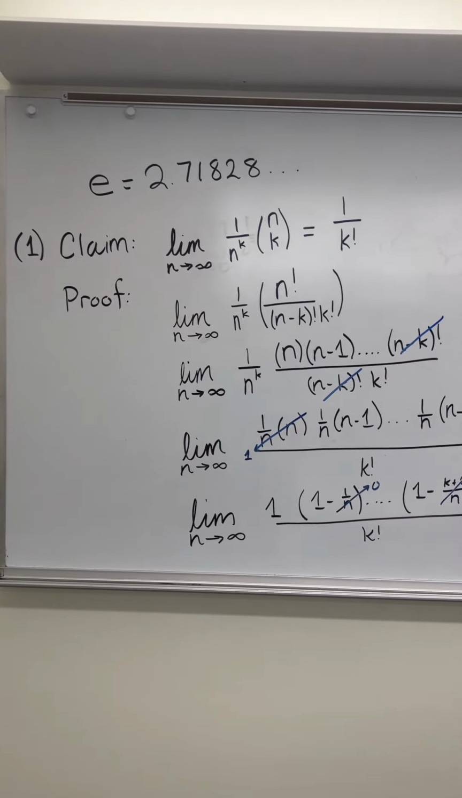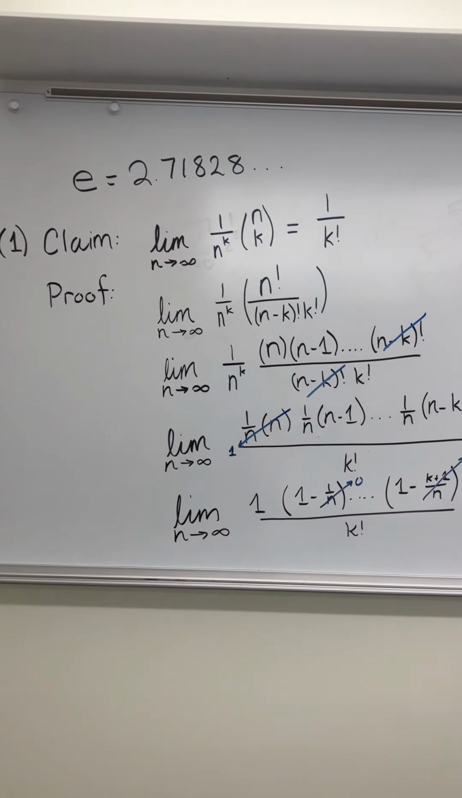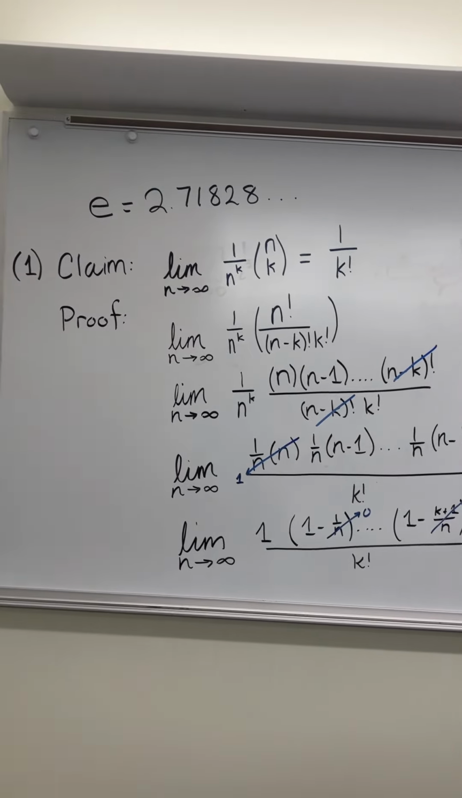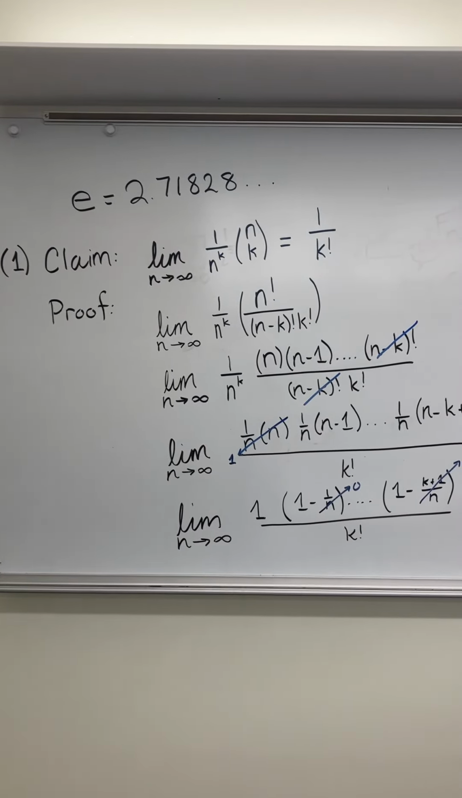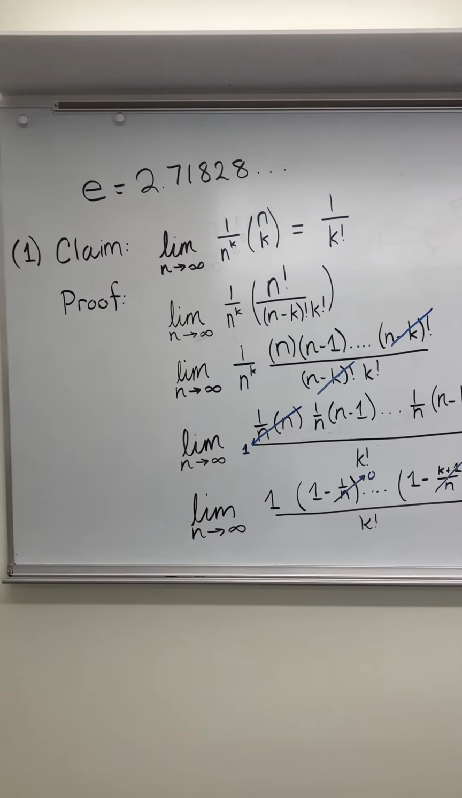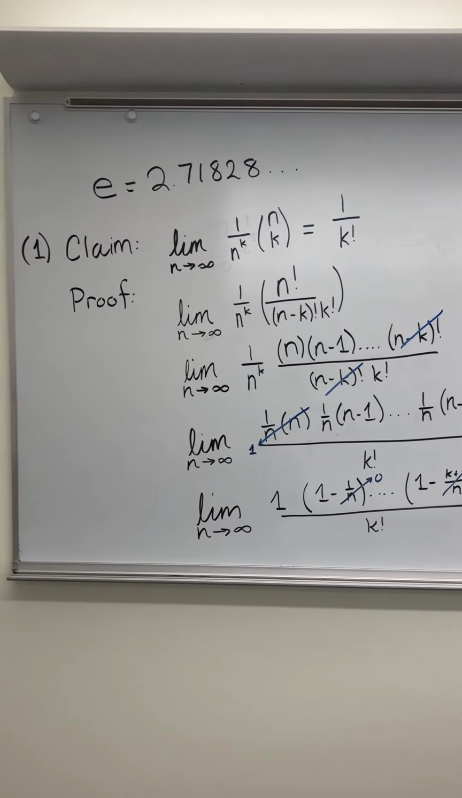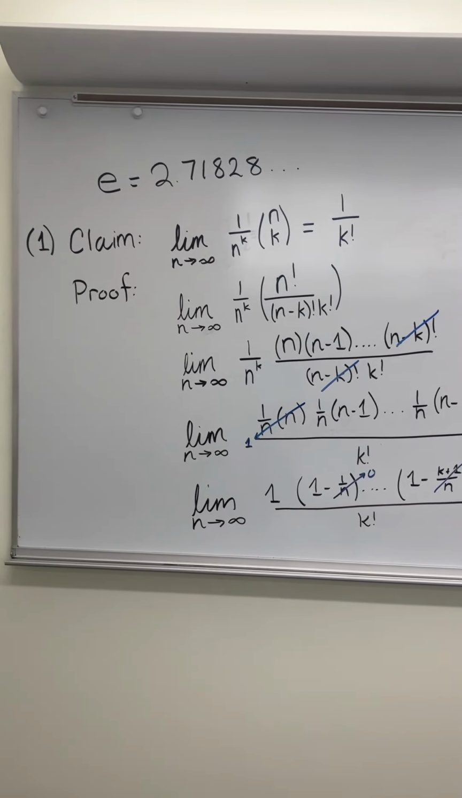First off, we are going to have a claim. This is a little lemma that will become important later. The limit, as n goes to infinity, of 1 over n to the k times n choose k equals 1 over k factorial. The proof of this is pretty straightforward.